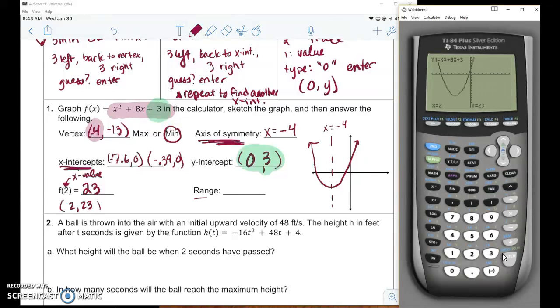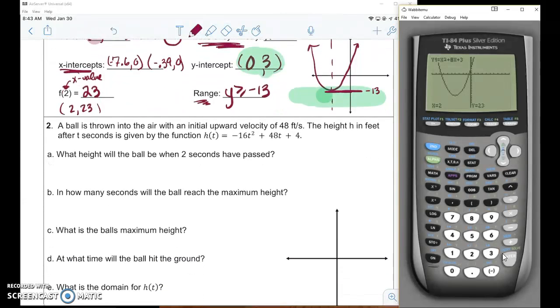The range. Notice that this parabola has a minimum, so my y values are getting bigger. I'm going to say y is greater than or equal to, and the lowest spot is the y value of my vertex, which was -13. So y is everything greater than or equal to -13.